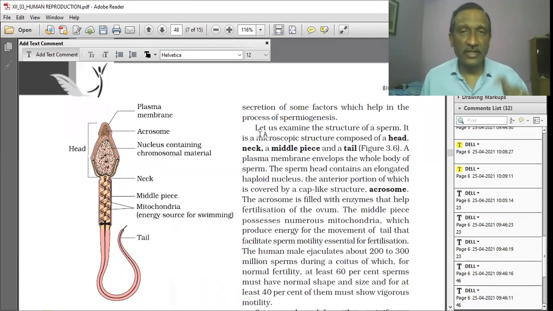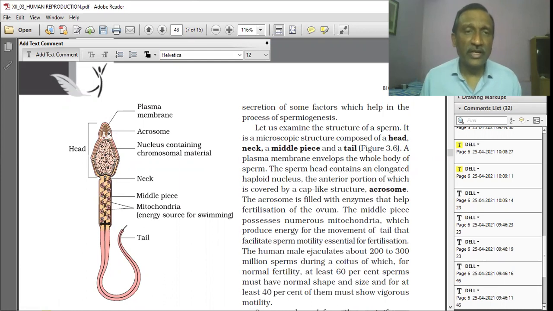If we see the ultrastructure of a sperm, we can clearly see four distinct parts, that is the head, neck, middle piece and tail. The head is this. This small neck is the connecting part. This is the middle piece and a tail.